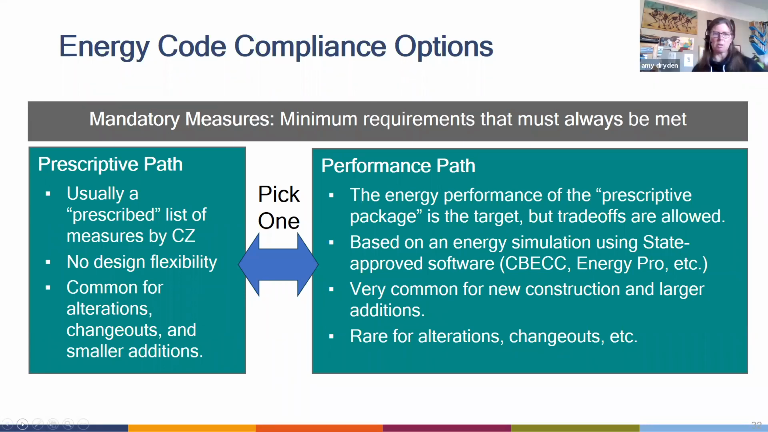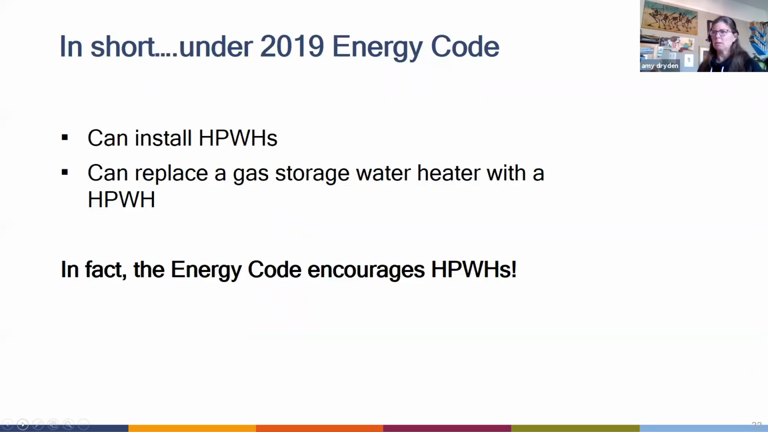I may be choosing the prescriptive path really for additions, alterations, change out, something like that, where I'm hitting everything on that prescriptive list, no flexibility. Or I can pick new performance. I almost called it new construction because that's really what it's used for. I would say 99.5% of our new construction projects use the performance path, so they can have that flexibility of trading different things off depending on the type of project they're doing. So that's just our framework.